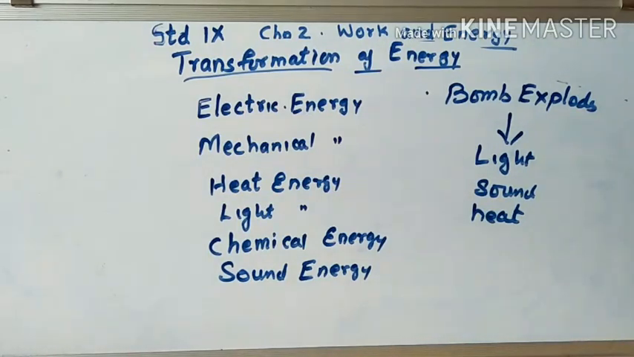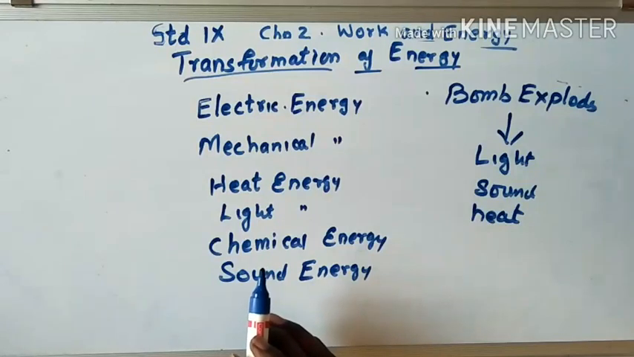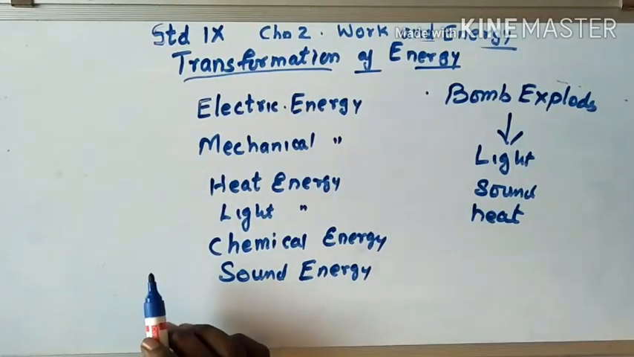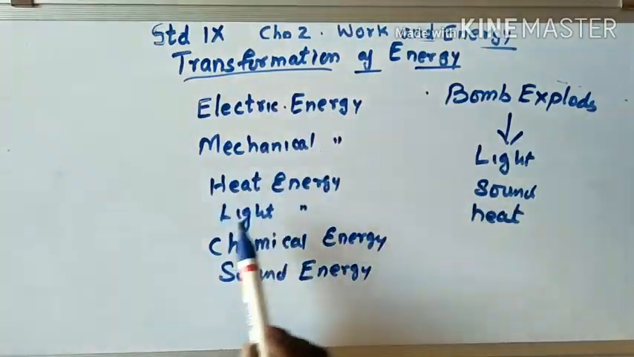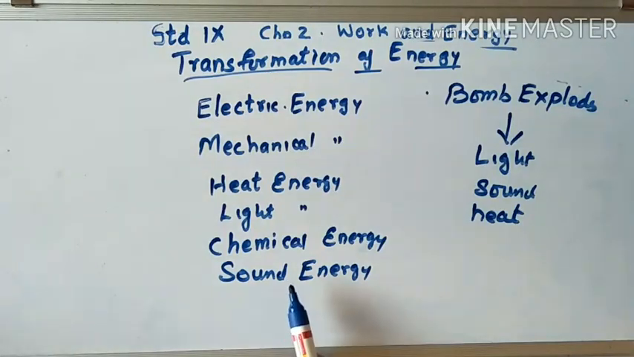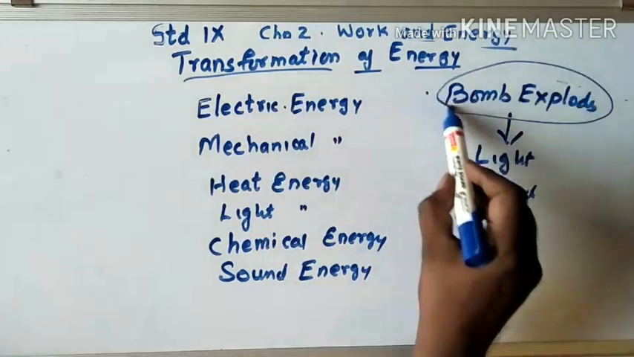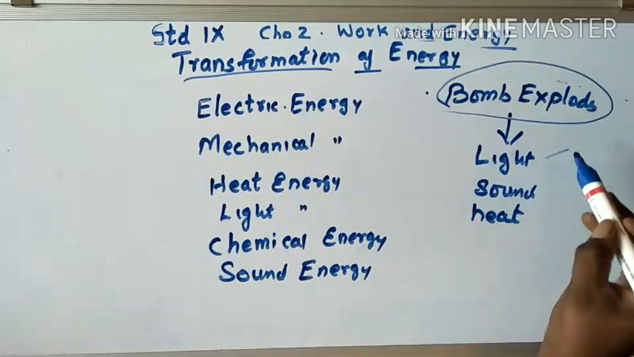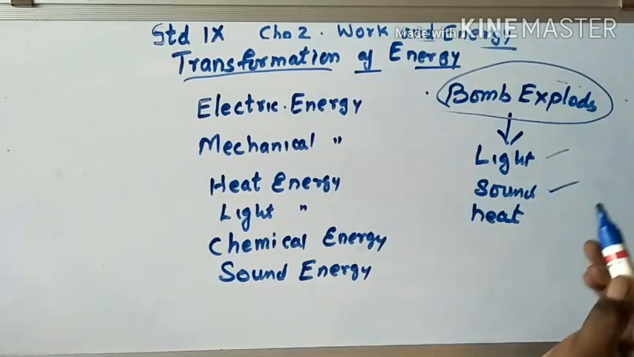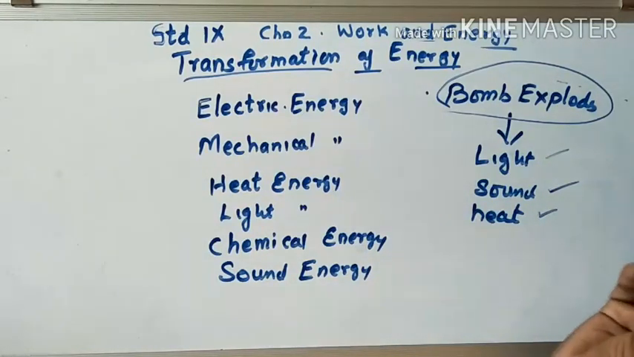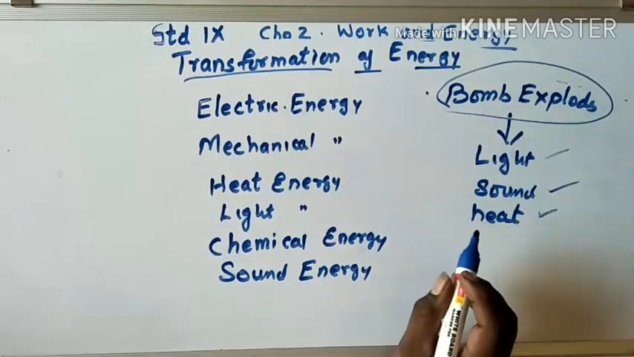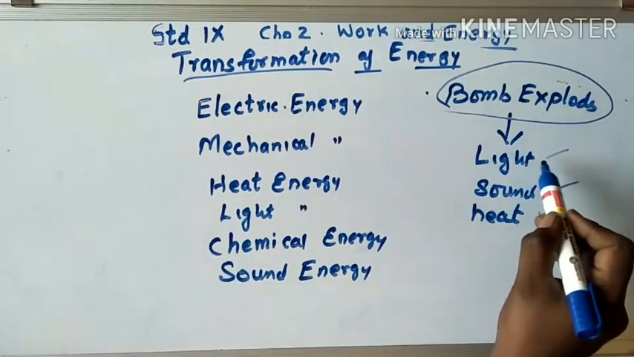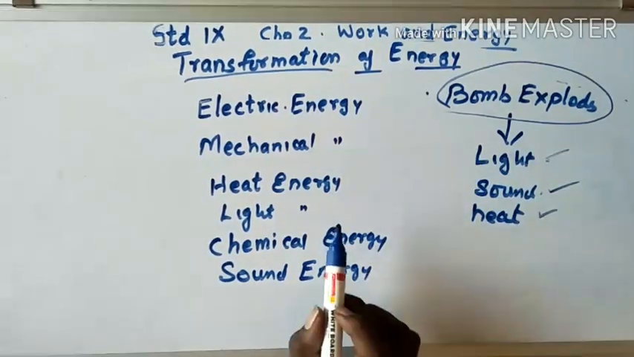Transformation of energy. Energy can be converted from one form to another. These are the types of energy: electric energy, mechanical energy, heat energy, light energy, chemical energy, sound energy. Let's say when a bomb explodes, what type of energy can you see? You can see light, so it is light energy. You can hear the sound energy. You can feel the heat energy. Inside the bomb there was a chemical. So that chemical energy was converted into light energy, sound energy and heat energy.